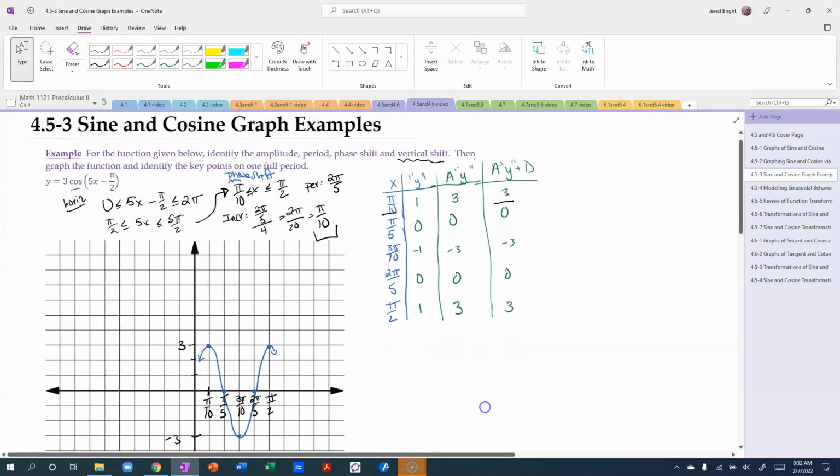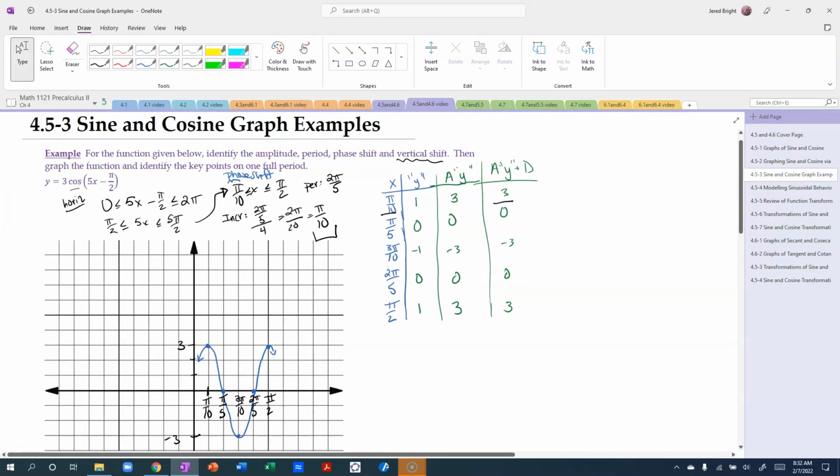Okay, and so just to recap, making sure I answered all the instructions, identify the amplitude. Oh, I haven't done the amplitude. Amplitude is just the 3. Okay. Period was 2 pi over 5. Phase shift was the pi over 10. Vertical shift here would technically be 0. My center line did not move at all.